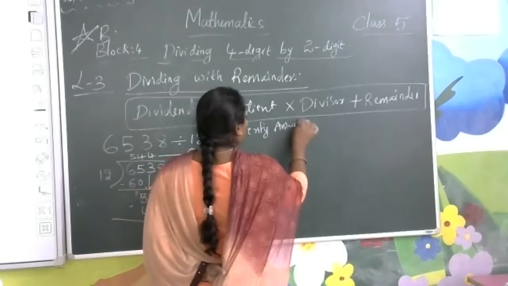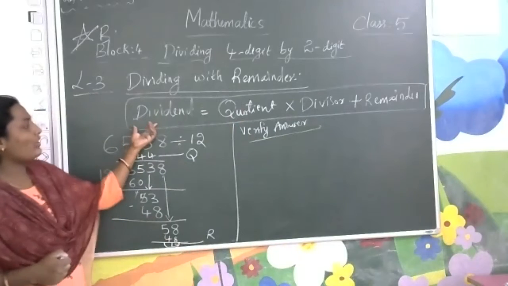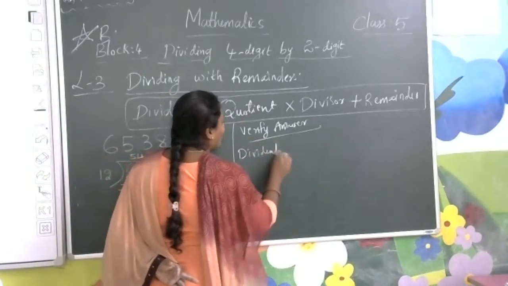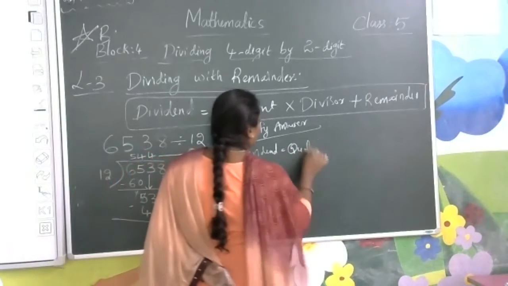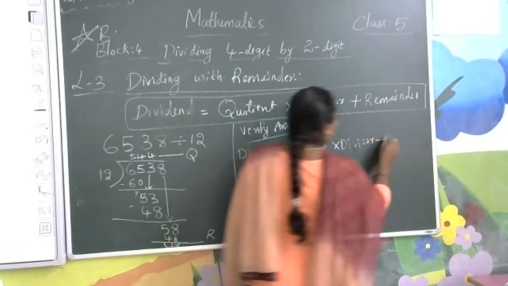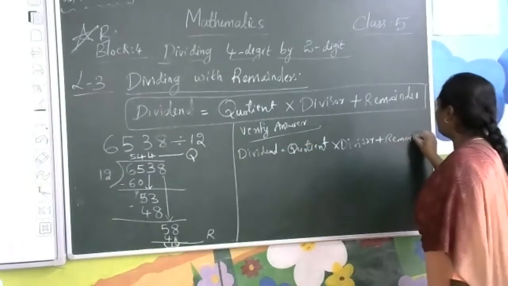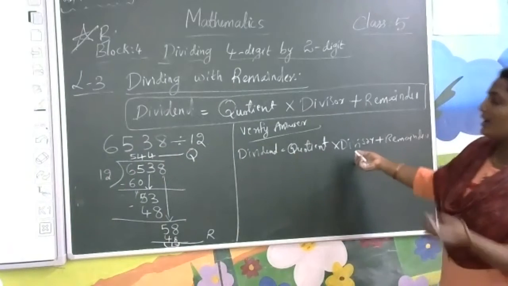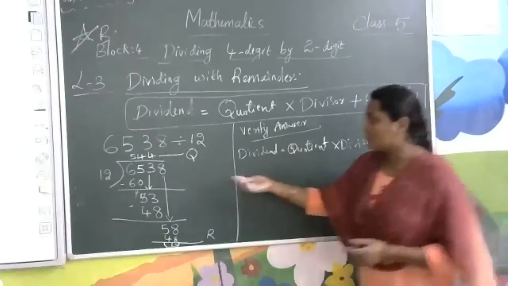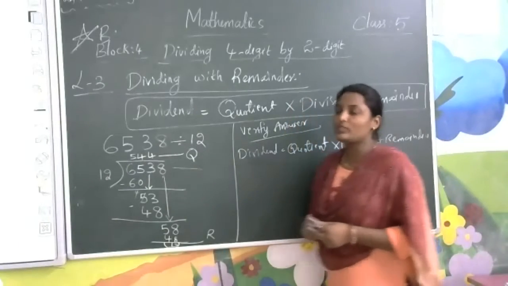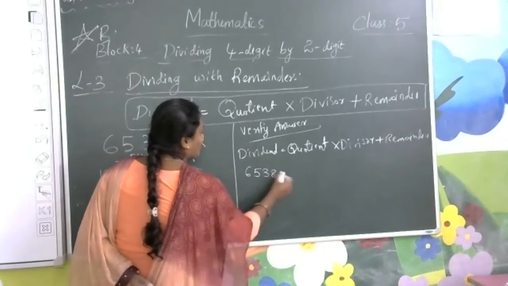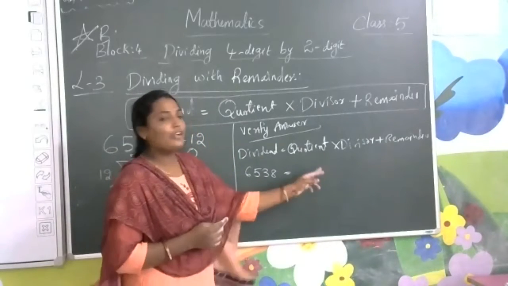Verify the answer. What is the formula? Dividend equals quotient into divisor plus the remainder. This is the formula for checking whether our answer is correct or not. So the dividend is 6538. The same answer we should get when we do this.